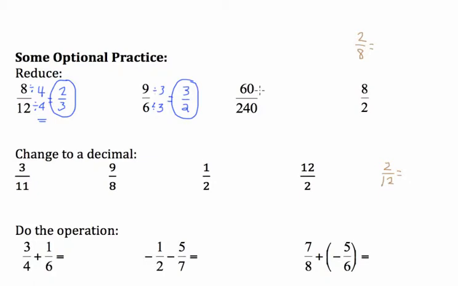60 divided by 240. I see that both end in a 0. Therefore, if I divide out a 10 from both top and bottom, that will take away my 0. So I'll have 6/24. Both of these divide by 2 because they're even. I also see actually that 6 divides into both of these. So I'll divide both top and bottom by 6 and get 1/4.